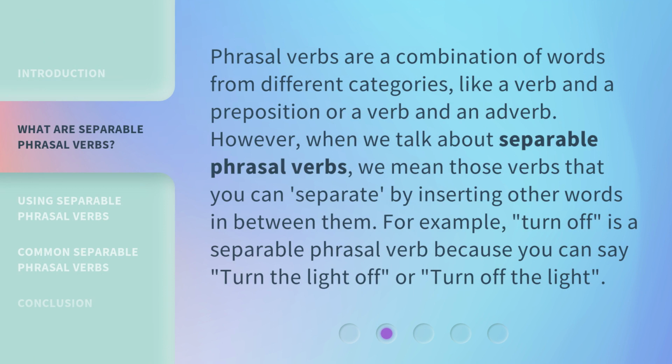Phrasal verbs are a combination of words from different categories, like a verb and a preposition or a verb and an adverb. However, when we talk about separable phrasal verbs, we mean those verbs that you can separate by inserting other words in between them. For example, turn off is a separable phrasal verb because you can say, turn the light off, or turn off the light.